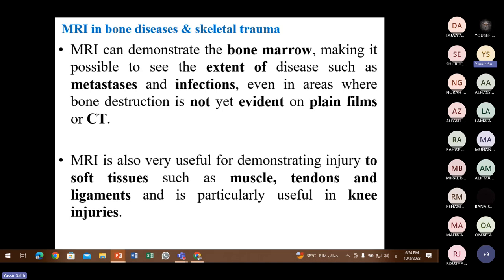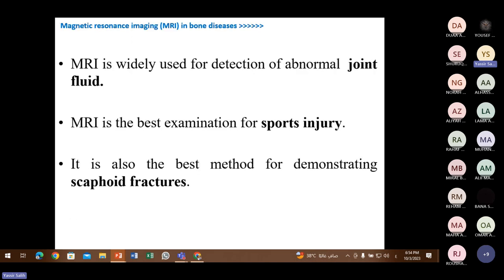زي ما نتكلم دائما إنه MRI is superior to CT on soft tissue and CT is superior to MRI in bone structure. So MRI can be used for assessment of the soft tissue such as tendons, muscle and ligament, especially in the knee joint. يعني knee joint well assessed by the MRI. يعني عندنا many soft tissue هنا. عندنا cartilage, عندنا ligament, عندنا tendons, muscles. So MRI plays a very important role in assessment of soft tissue, especially the knee joint.